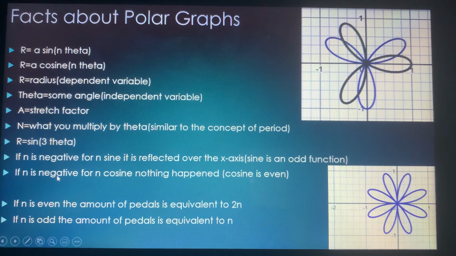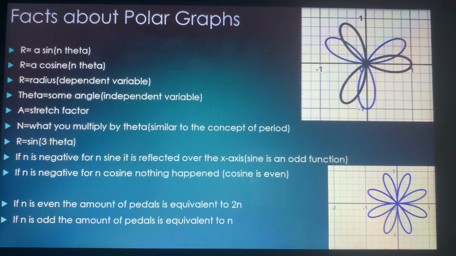So if n is negative for the sine, then it's reflected over the x-axis, because if n is negative, then it returns a negative value, which is the same as a being negative. So if n is negative for a sine, it's the same as a being negative, which we know just reflects it over the x-axis. This is because sine is an odd function. As we know, for odd functions, f of negative x is the same as negative f of x, which means that negative theta is the same as a negative a value.